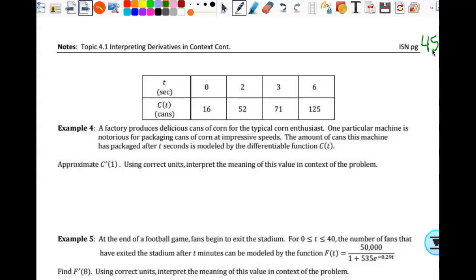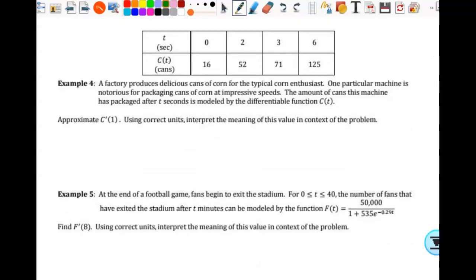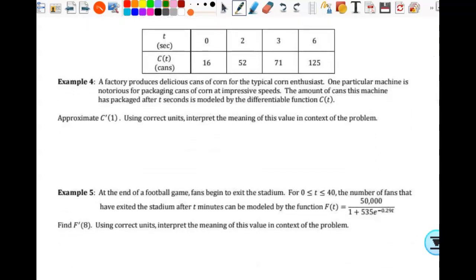Okay, so now we're going to not only approximate it, but then also give the answer in the context of the problem, which is more like what you're actually going to be asked to do for these. So a factory produces delicious cans of corn, not just cans of corn, but delicious cans of corn for the typical corn enthusiast. One particular machine is notorious for packaging cans of corn at impressive speed. The amount of cans this machine has packaged after t seconds is modeled by the differentiable function c of t.